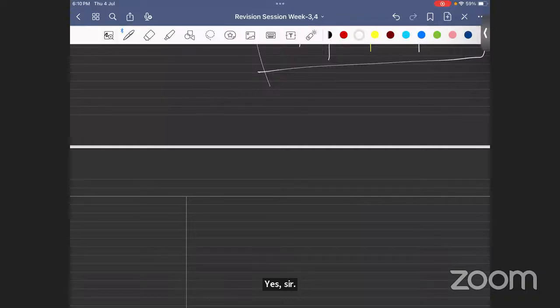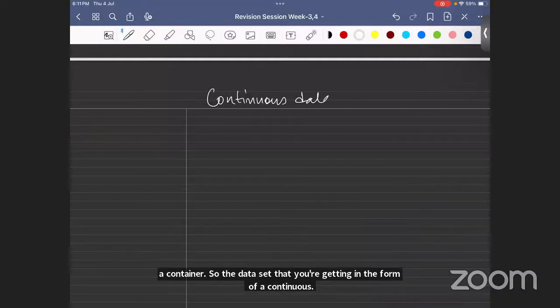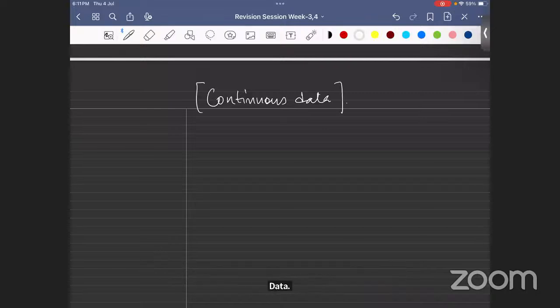So how will you organize this type of data set, where the variable is continuous? So the data set that you are getting is in the form of continuous data. You already know that in continuous data, you can have a variable such as weight, height, some sort of things like that.